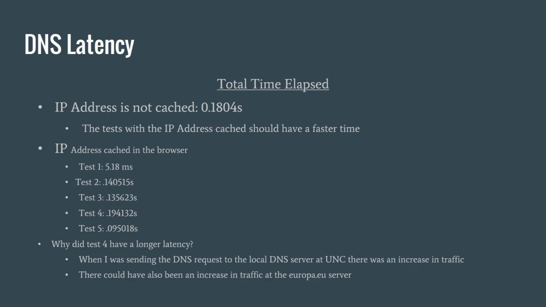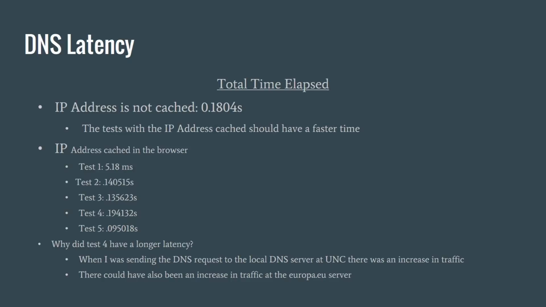So the DNS latency for the total time lapse with the IP address not cached was 0.1804 seconds. And from this, based off our lecture notes and from the book, all the following tests that I performed should have a faster time because the IP address should be cached within the browser, which means that when my browser tries to go to the file, it already knows where to find the IP address to get to the file.